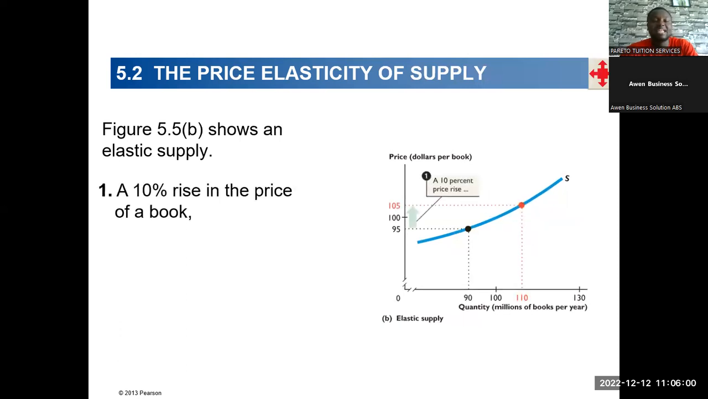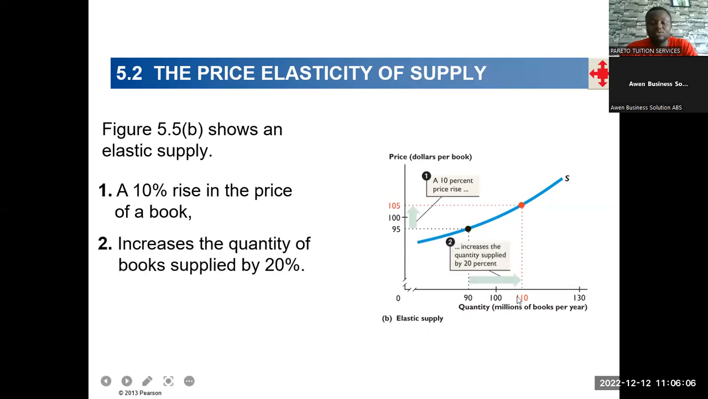Then we have elastic supply. If you look at this, the change in price is 10%, but the change in quantity supplied is what? 20%. So you see that the percentage change in quantity is more than the percentage change in price. So we have elastic supply.